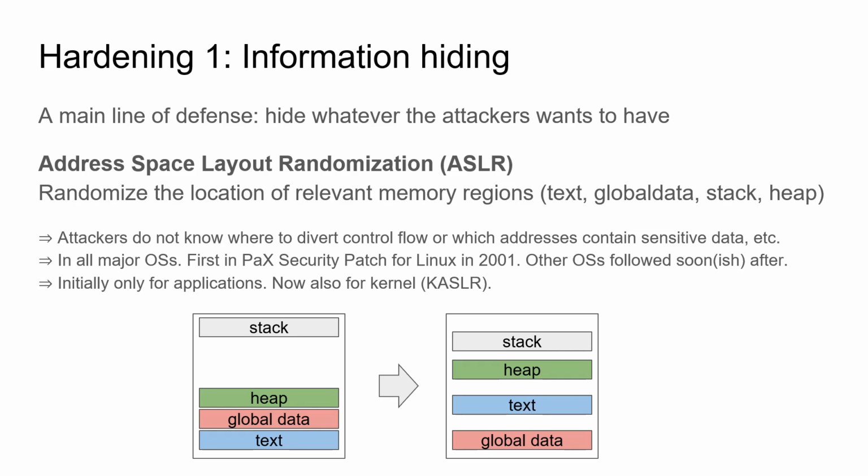Like I said, this is very common because it's very cheap. The overhead is very minimal. And so we find it in all the major operating systems. It was introduced by the PAX security team as a PAX security patch for Linux in 2001. And all the other operating systems followed within the years after that. Okay. Initially, this was only done at user space, so for the application, but nowadays we also have address space layout randomization in the kernel, where it's referred to, as I mentioned, as kernel address space layout randomization, KASLR.